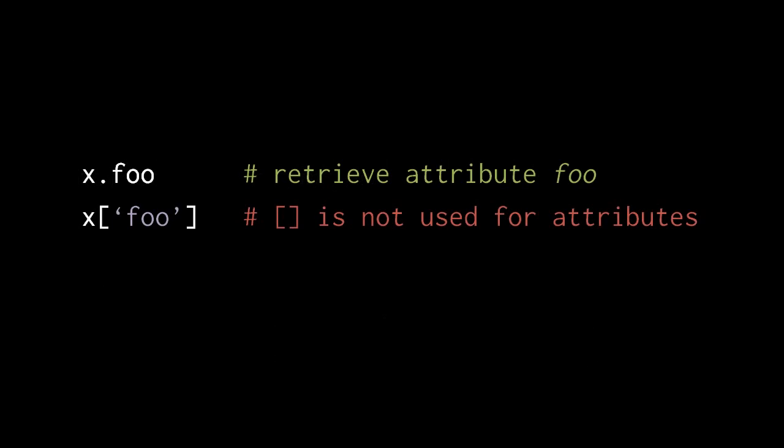Recall that in JavaScript, writing x.foo is basically just a shorthand syntax for writing x and then in square brackets a string foo. This is not the case in Python. In Python, dot is the only way to access attributes, and the square bracket operator is a totally different operation. Square brackets are used to retrieve and set the key value pairs of dictionary objects.